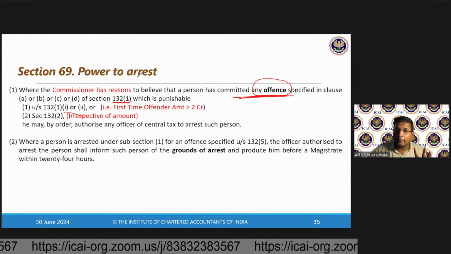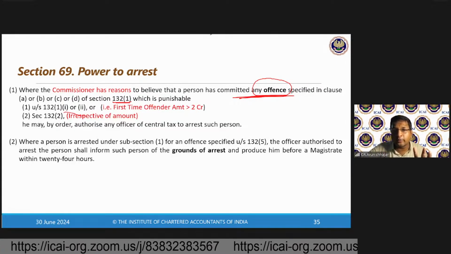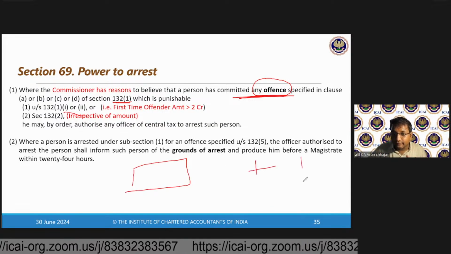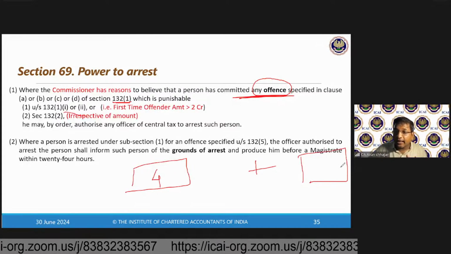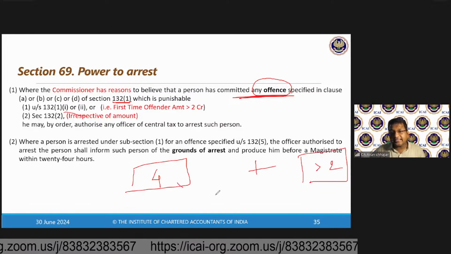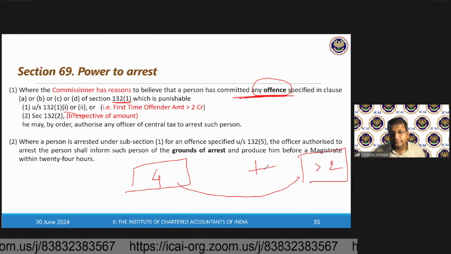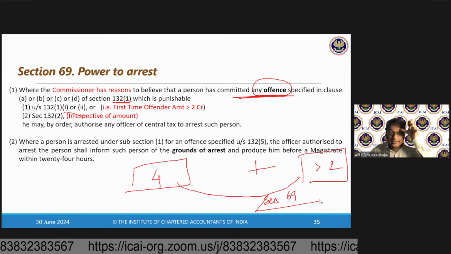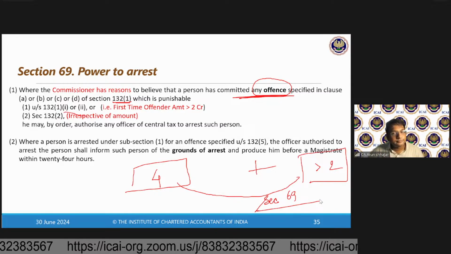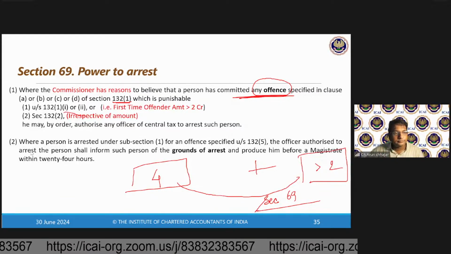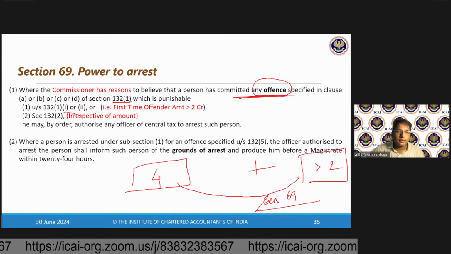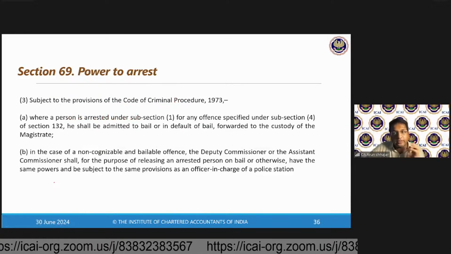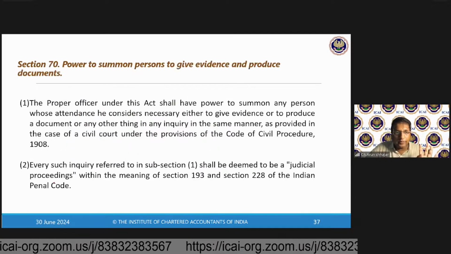Clause 1 is talking about amount involved greater than 5 crore, and clause 2 is talking about amount between 2 to 5 crore. So it means the two combinations: offenses are the four offenses and the amount is more than 2 crore. Then section 69 would be attracted. Power to arrest. And whatever the ground of arrest is, he has to be informed, and within 24 hours it has to be produced before the magistrate. CrPC provisions would be applicable.